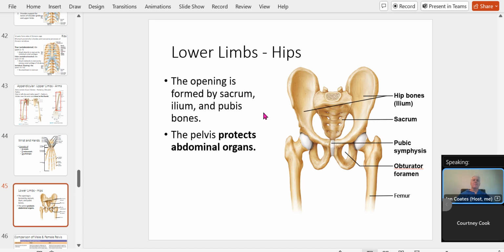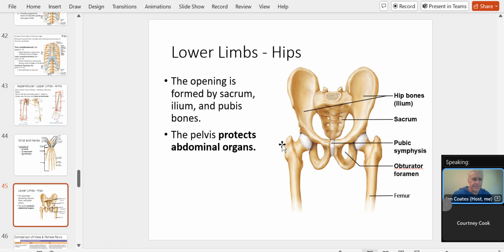Hip bones here. The opening is formed by the sacrum, ilium, and the pubis bone. And again, it's all about protection. Think of what visceral organs are sitting here. You've got your small intestines, large intestines, stomach, your liver's up in here, kidneys for sure, in the lower half. And that stuff needs protection. The pelvis protects the abdominal organs for sure.